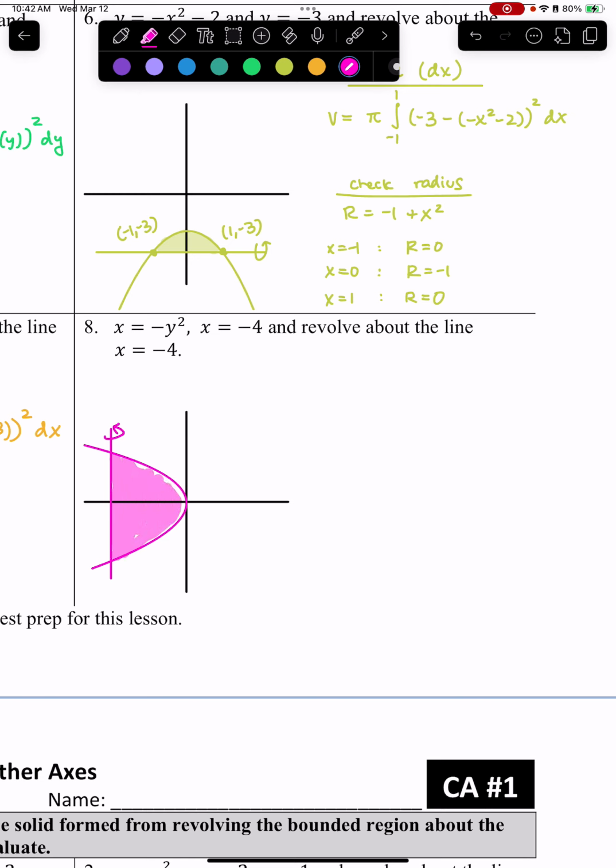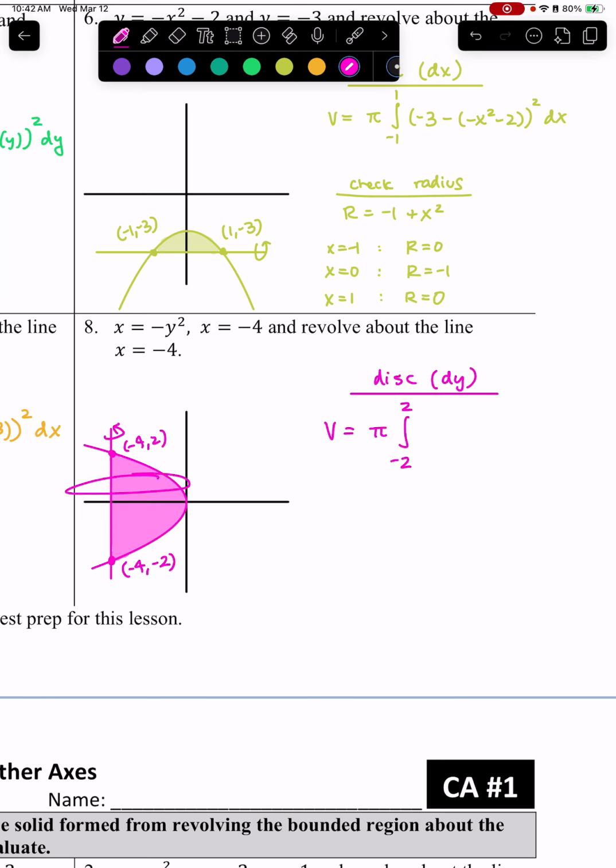If we're rotating about x equals negative 4, that means our disks are going to be dy disks. So we're going to do a y integral. Volume is pi r squared. Our y values are going to go from, so here x is negative 4. Our y value should be negative 2. And up here, when x is still negative 4, our y value would be positive 2. Okay, so we're integrating from negative 2 to 2.